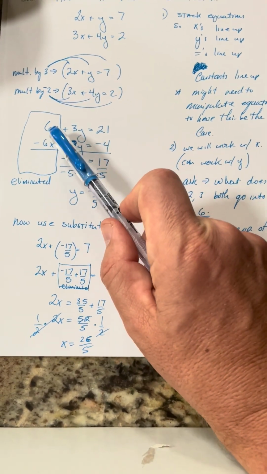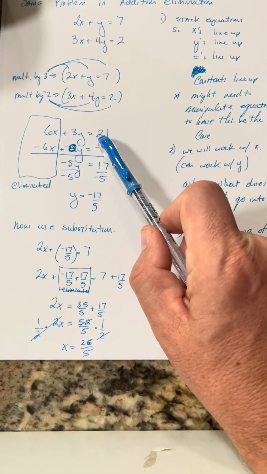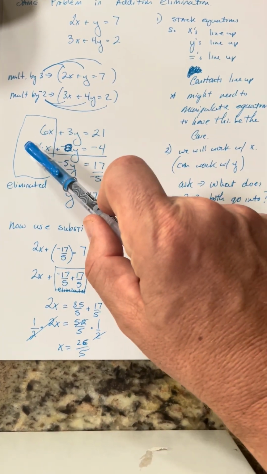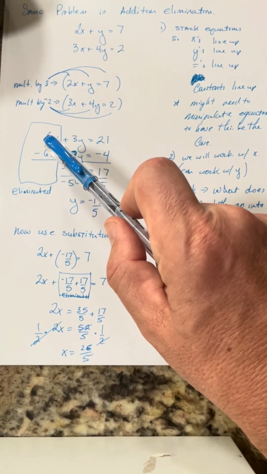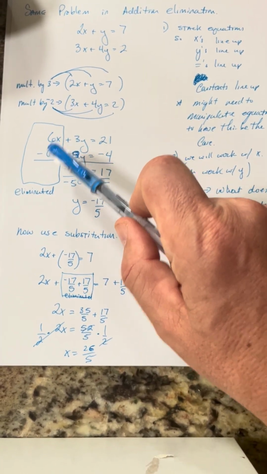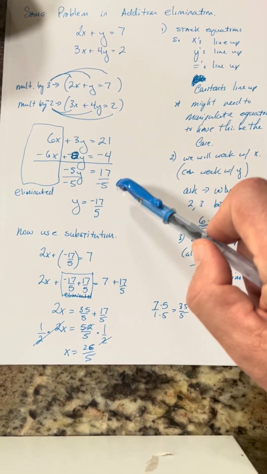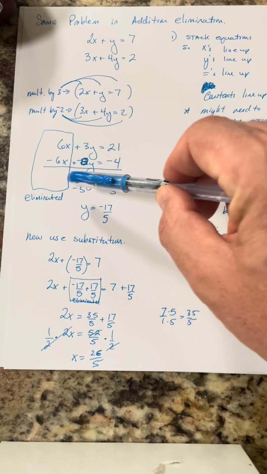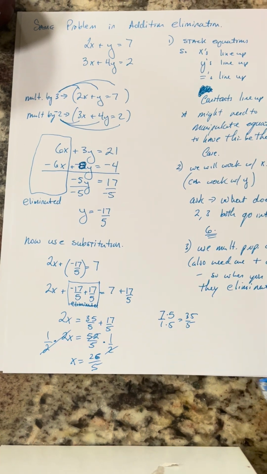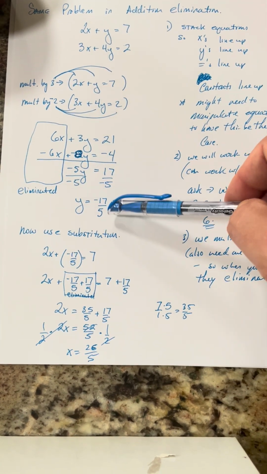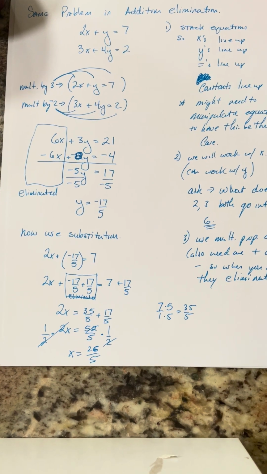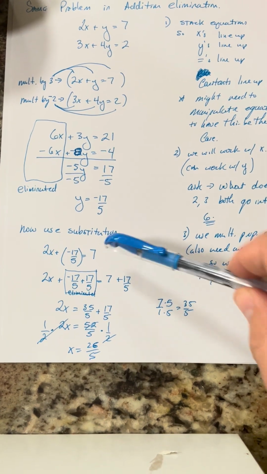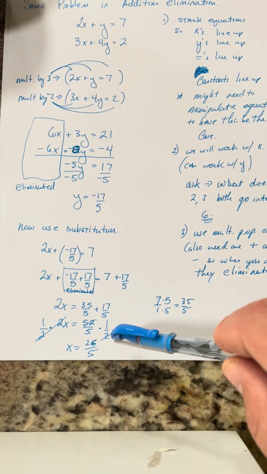When you do that, you get 6x, 3y, and 21, and then negative 6x, negative 8y, and negative 4. And notice these signs are opposites. And when you add them, they get eliminated. And here you get your negative 5y, and here you get your 17. I'm sorry, 17 over negative 5. And then you divide by negative 5, and you get your negative 17 over 5. And then you just repeat that substitution process, plug it back into either of the original equations. I went with the easier of the two because it doesn't have a coefficient. And then I worked my way back to the same answer.